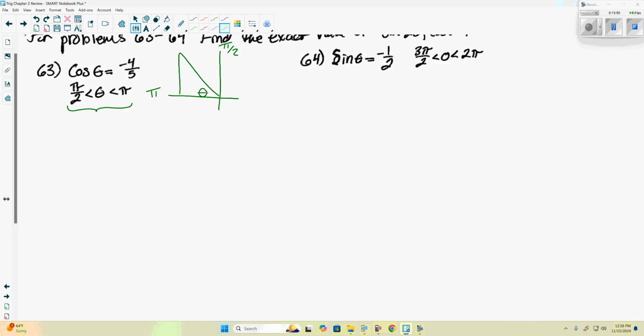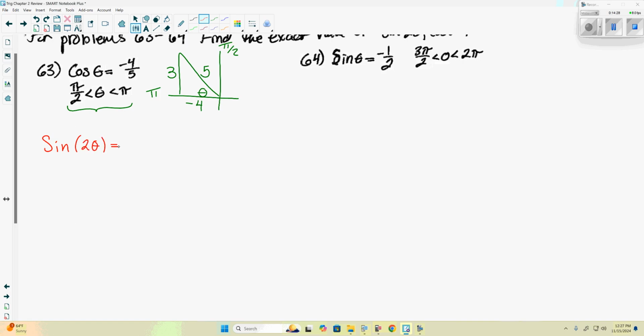So we're going to set a triangle up. Cosine is adjacent over the hypotenuse. And our other side is going to be 3, because it's a 3, 4, 5 right triangle. If it's not a 3, 4, 5, we can use Pythagorean's theorem to get the other side. Now, part of the reason we need this triangle is to help us find the values of sine, cosine, and tangent to find our answers.